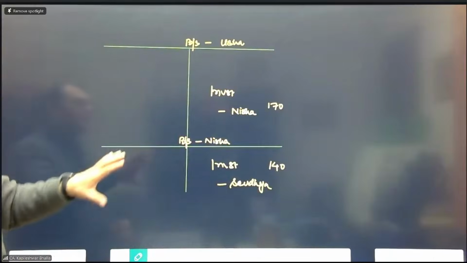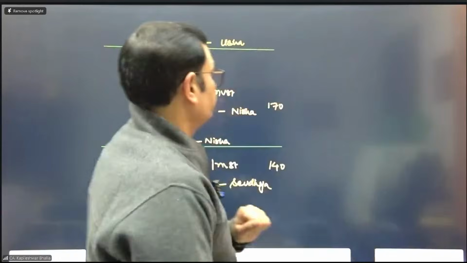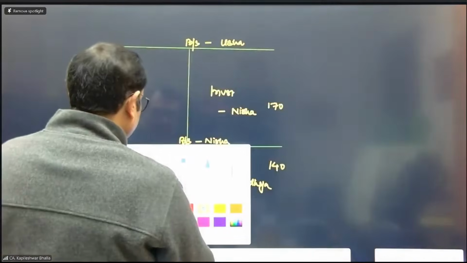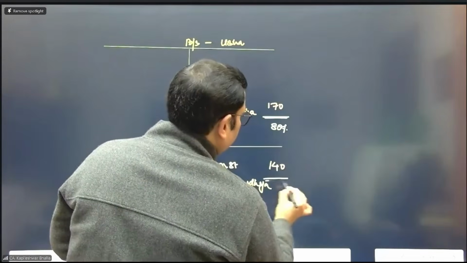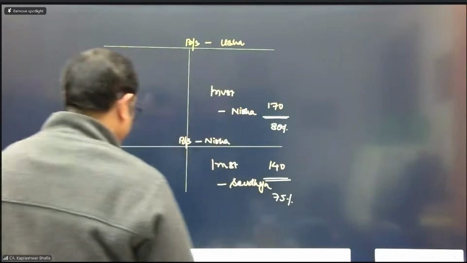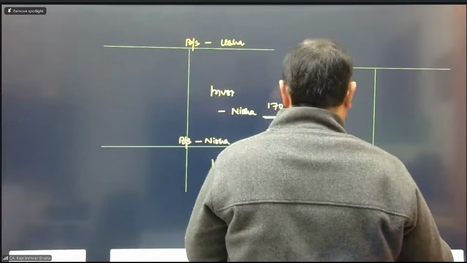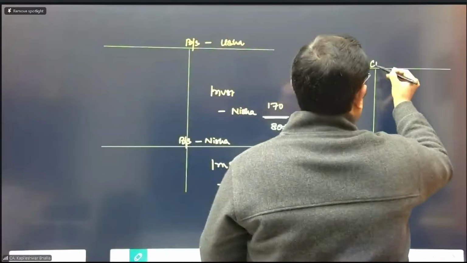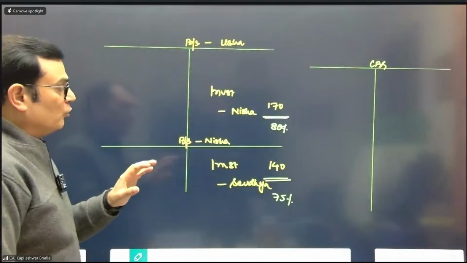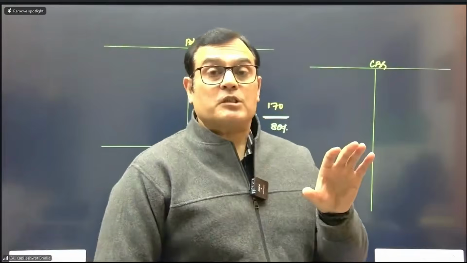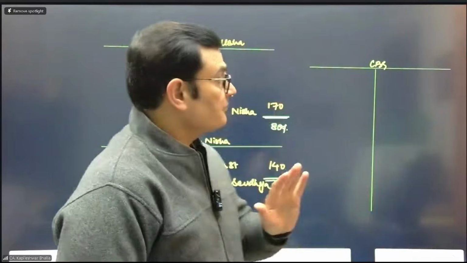So these two investments are standing in two different balance sheets. Now, watch this carefully. This represents 80% and this represents 75%. Now, let's make the consolidated balance sheet. Let's make the consolidated balance sheet. I am only concentrating on the investment Nisha has in Sandhya. I'm just looking at that.